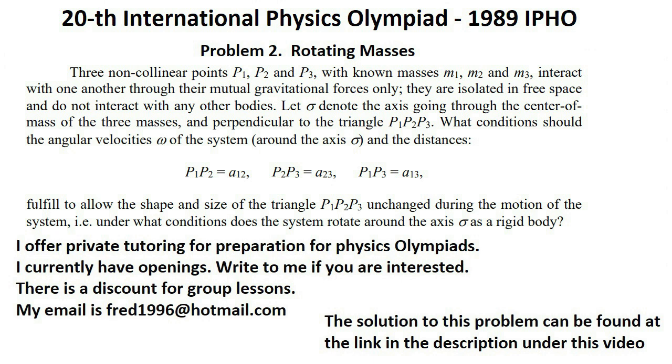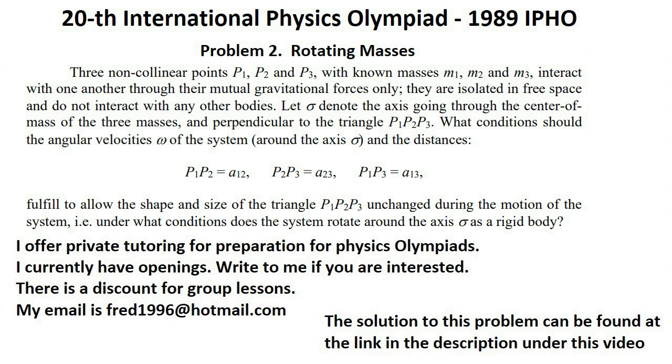3 noncollinear points P1, P2, and P3, with known masses M1, M2, and M3, interact with one another through their mutual gravitational forces only. They are isolated in free space and do not interact with any other bodies. Let sigma denote the axis going through the center of mass of the three masses, and perpendicular to the triangle P1P2P3.